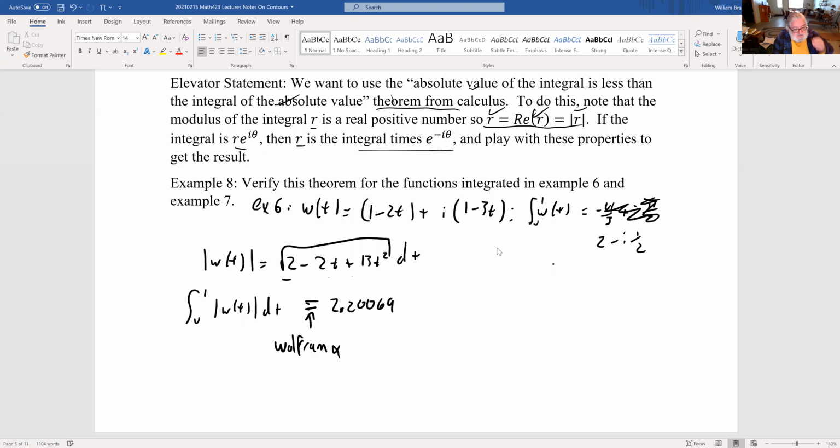So in this class, if you run into horrible integrals that you should evaluate, use Wolfram Alpha rather than spending 30 hours trying to figure out how to do this with a trig substitution. I'm not even sure it can be done. So that's the integral of the absolute value. The modulus of the integral is the modulus of this, which is about 2.06. So the integral of the modulus is bigger than the modulus of the integral.